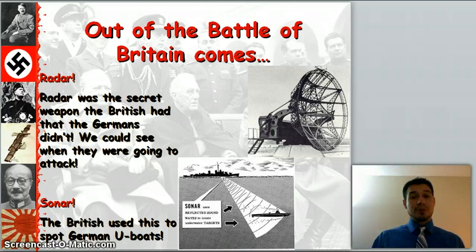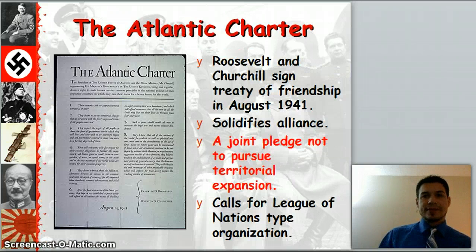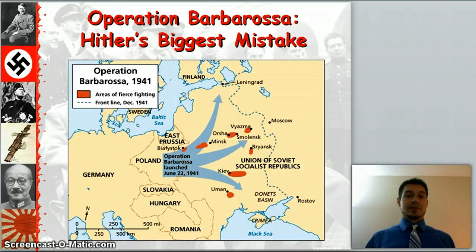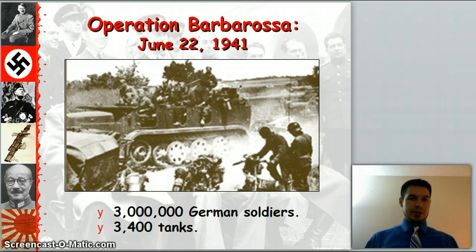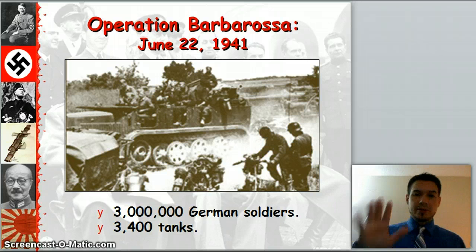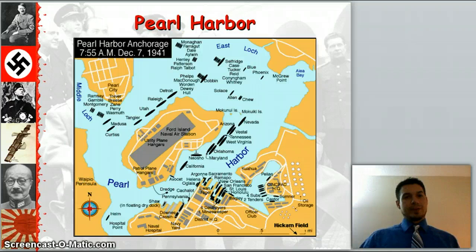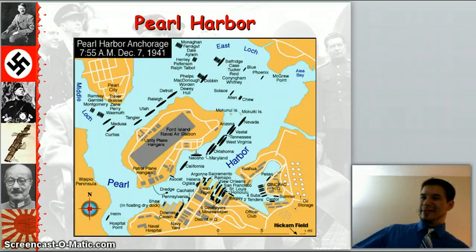Now, out of the battle, Britain gets so many different things. They get radar, the first secret weapon the British had against the Germans. They knew that the Germans were coming. They had sonar, so they could see the German U-boats. Okay. Now, Operation Barbarossa, Hitler's biggest mistake. He goes and he invades Russia. And when he invades the USSR on June 22nd, 1941, he brings 3 million German soldiers and 3,400 tanks. And we're going to get back to that and see just how well he does on that front.